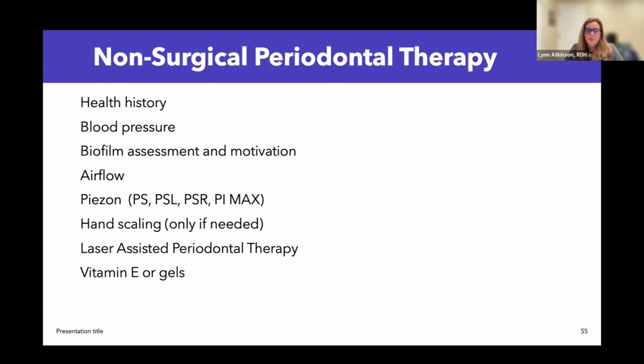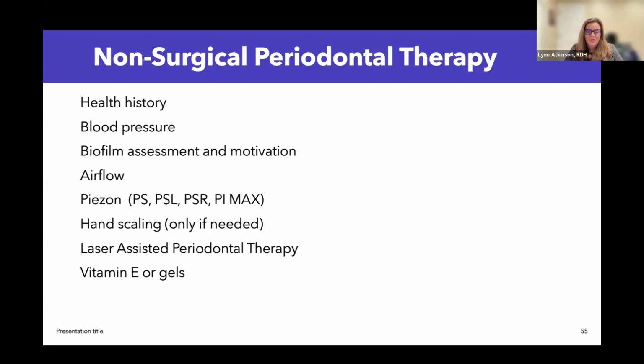You're going to go through with your airflow, your PAs, PS being perio slim, your perio slim left and rights. Your PI Max, which is a carbon and PEEK material that's used around implants, around crowns, around veneers, around dental surfaces, anywhere you can use that. And then hand scaling again, if needed.